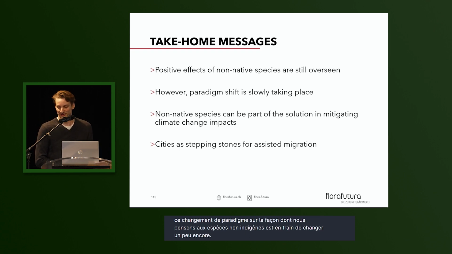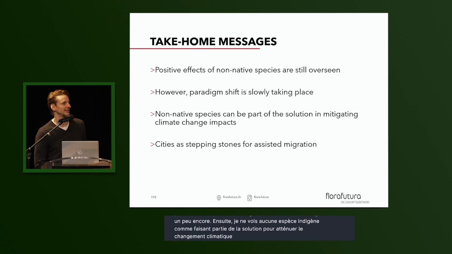Then, I see non-native species as part of the solution for mitigating climate change impacts in general, and again, cities as stepping stones is, I think, what we should do more.